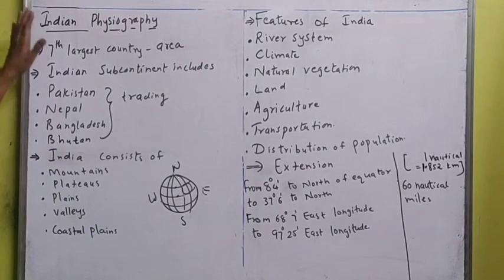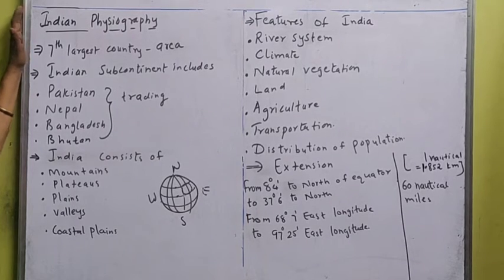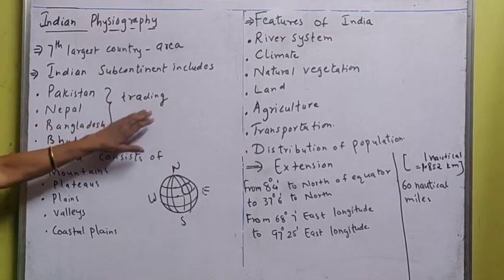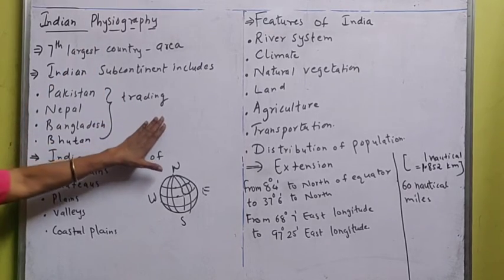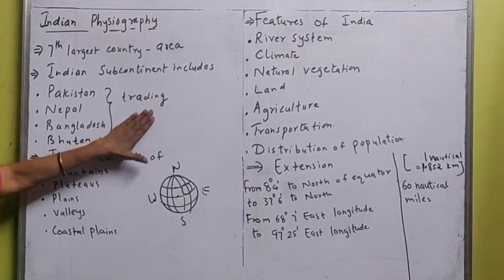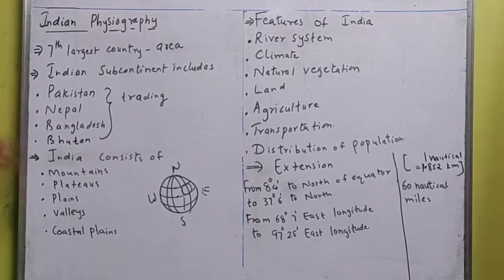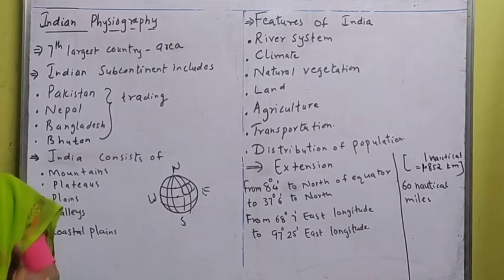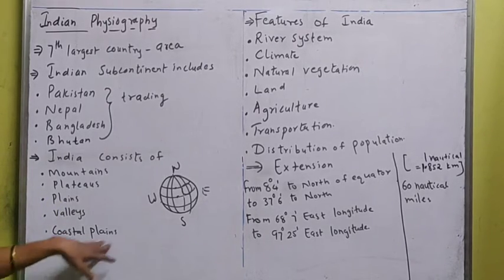So this is the Indian physiography we are going to study. It is the 7th largest country area wise in the world. Important neighbouring countries are Pakistan, Nepal, Bangladesh and Bhutan. They are nearer to our India. For them, trading and commerce is very easy, and they have the advantage of economic development due to India. India consists of mountains, plateaus, plains, valleys, and coastal plains.